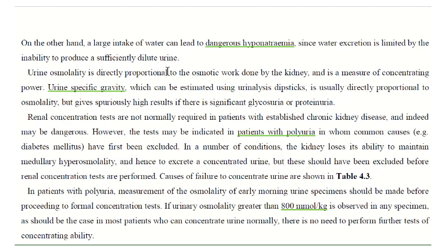Water excretion is limited because of the inability to produce sufficiently dilute urine. Urine osmolality is directly proportional to the osmotic work done by the kidney and is a measure of concentrating power.